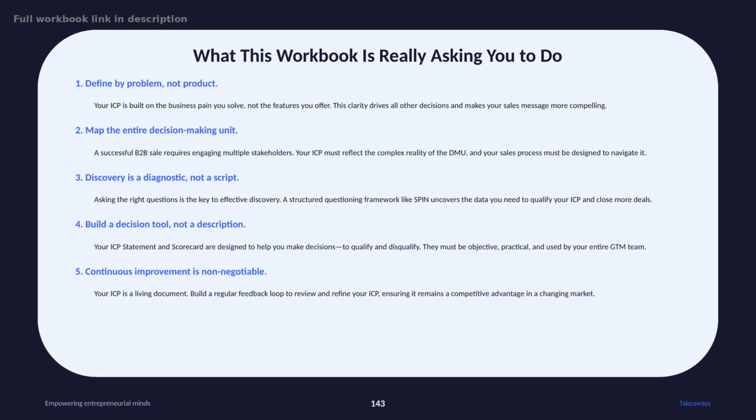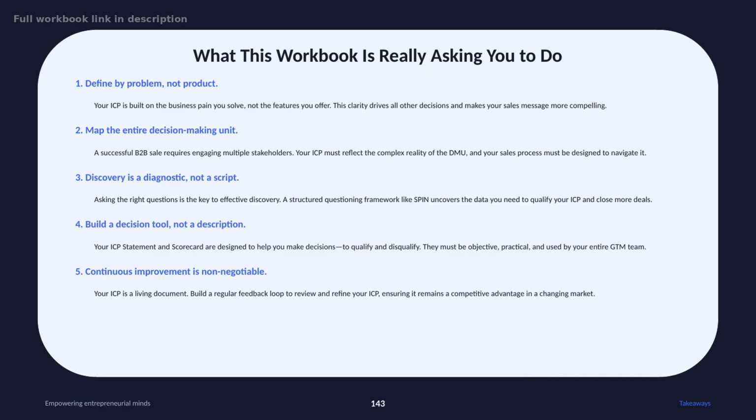Because a successful B2B sale means engaging multiple stakeholders, and your process has to reflect that complexity instead of pretending it away. Third, discovery is a diagnostic, not a script. A structured framework like SPIN is what actually uncovers the data you need to qualify your ICP. Fourth, build a decision tool, not a description. Your ICP statement and scorecard exist to help you qualify and disqualify, objectively, across your whole team.